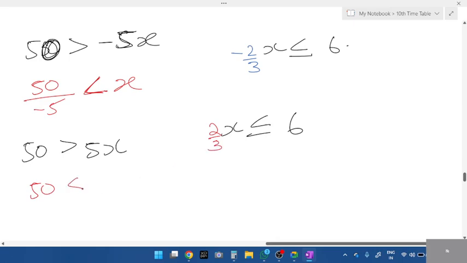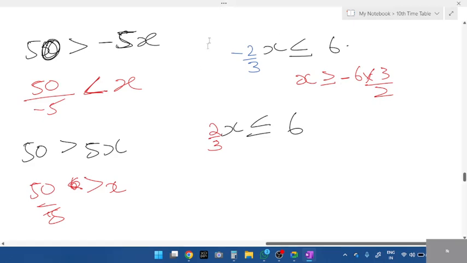Tell me this one, student. Sign doesn't change. It remains as it is. Tell me the next one. 6. What happens to 2 by 3 if it goes to the other side? 2 gets divided. But what about the sign? And what about the equation symbol? Like this?